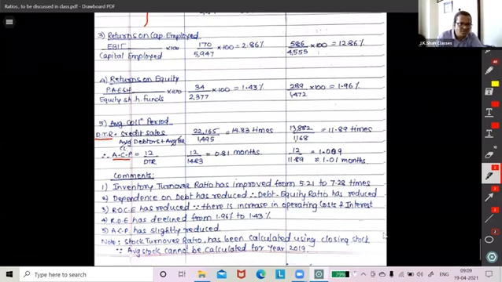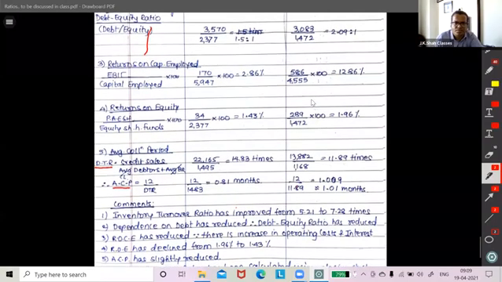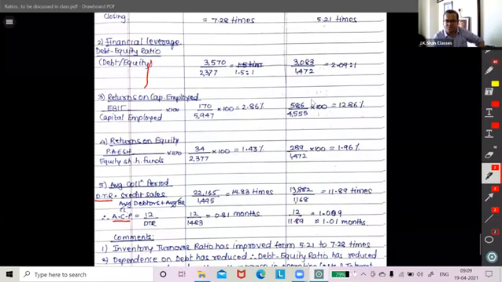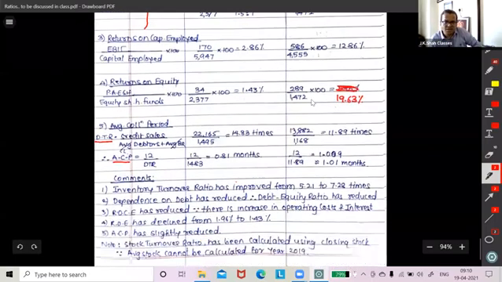Actually, 1 minute, huh? I think 1 minute, 1 minute. Returns on equity, 1 minute, guys. 89 divided by 4. Yeah, this is 19.63. Yeah, this is 19.63%. Okay, so let me change over here also.